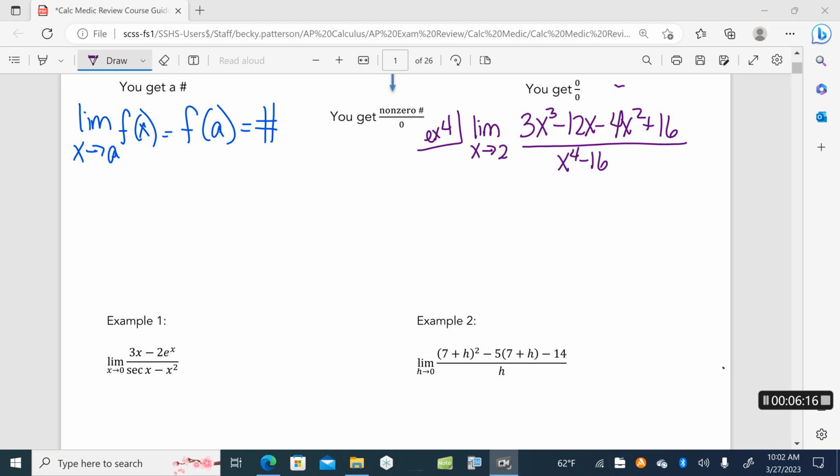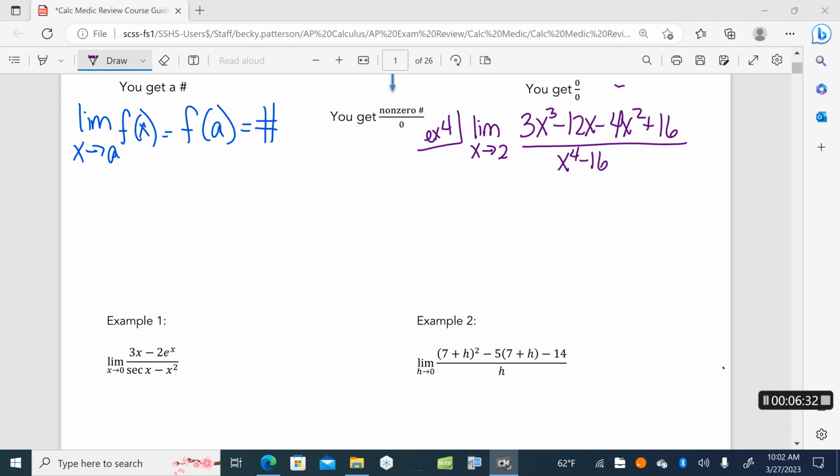So I wanted to do one more example. I've added this example 4, and I think you're fine just to watch it. If you want to try to squeeze it somewhere in on your paper, that's fine. But I just wanted to do one because this one, if you plug in a 2, you're going to get 0/0, which is indeterminate form.